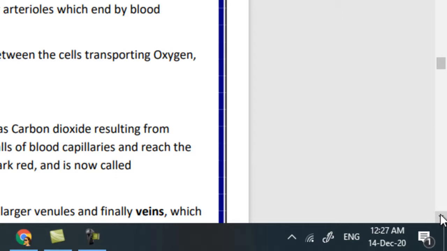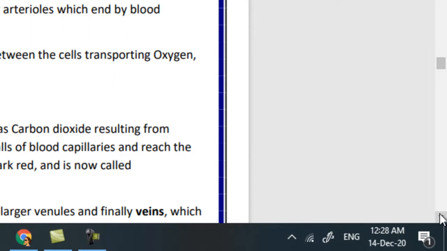Then the products of catabolism like carbon dioxide, which resulted from the oxidation of glucose, will diffuse through the walls of the blood capillary and reach the blood, and the color of the blood will change into dark red because it will be deoxygenated, containing carbon dioxide. Then the blood capillaries gather to give rise to larger and larger blood vessels, which are called veins, and the veins will pour into the inferior vena cava inside the right atrium of the heart. So if we also summarize this circulation, it starts with the left ventricle and ends with the right atrium.